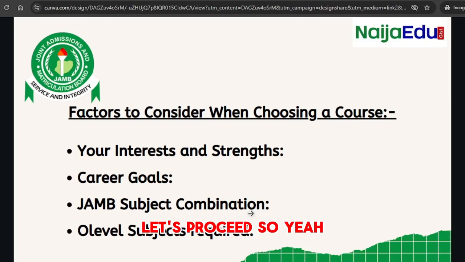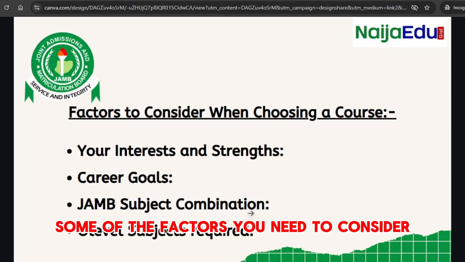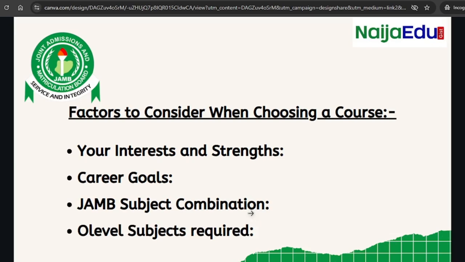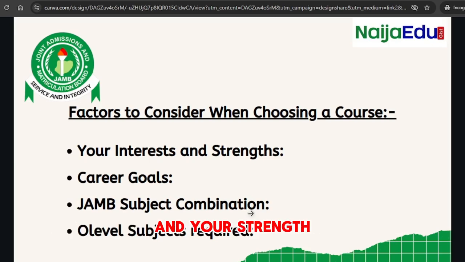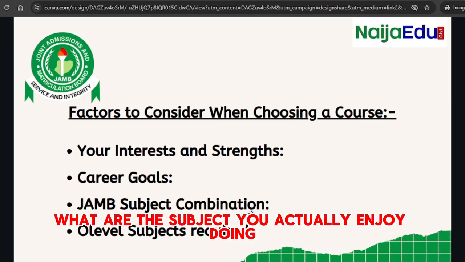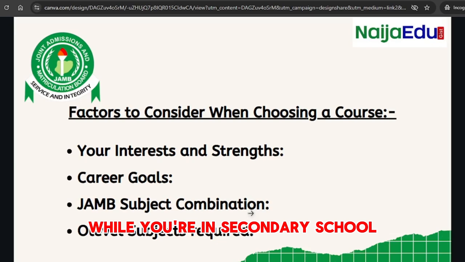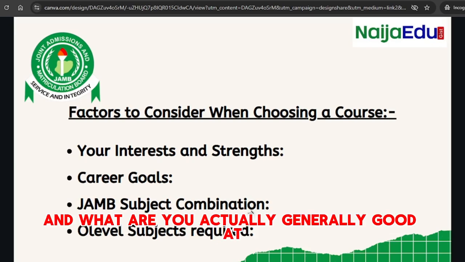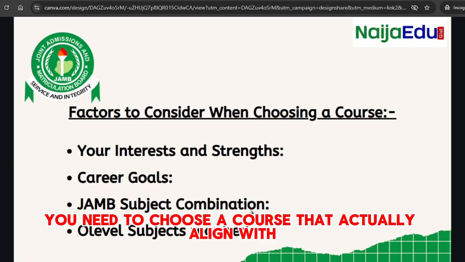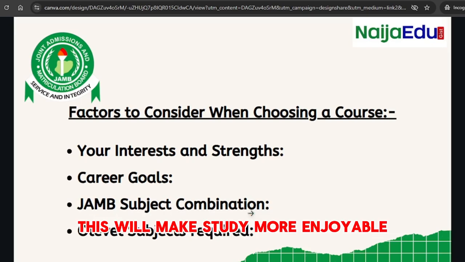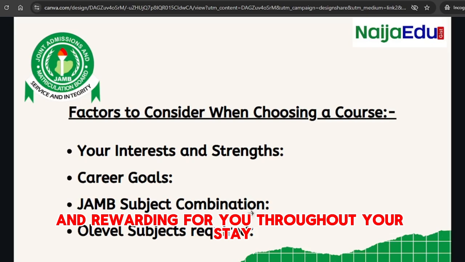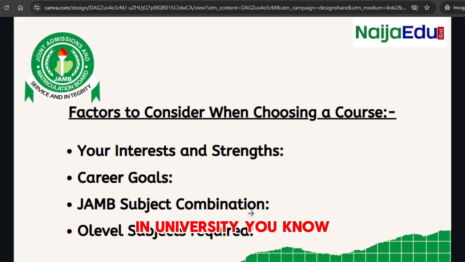Let's proceed. So here are some of the factors you need to consider before you pick a course that you want to go for. Number 1 thing you need to know is your interest and your strengths. You need to understand what subjects you enjoyed while you were in secondary school, and what you are generally good at. You need to choose a course that aligns with your passion and your abilities. This will make studying more enjoyable and rewarding for you throughout your stay in the university.